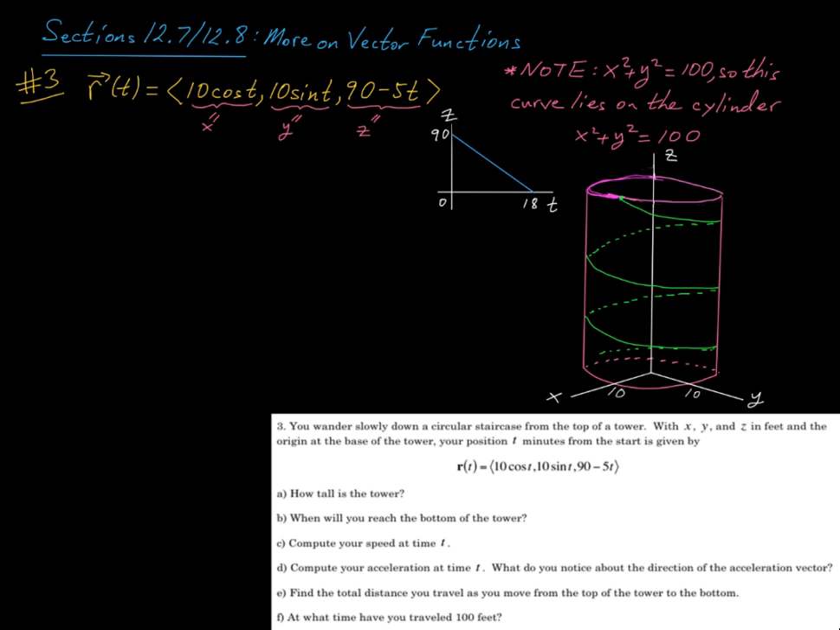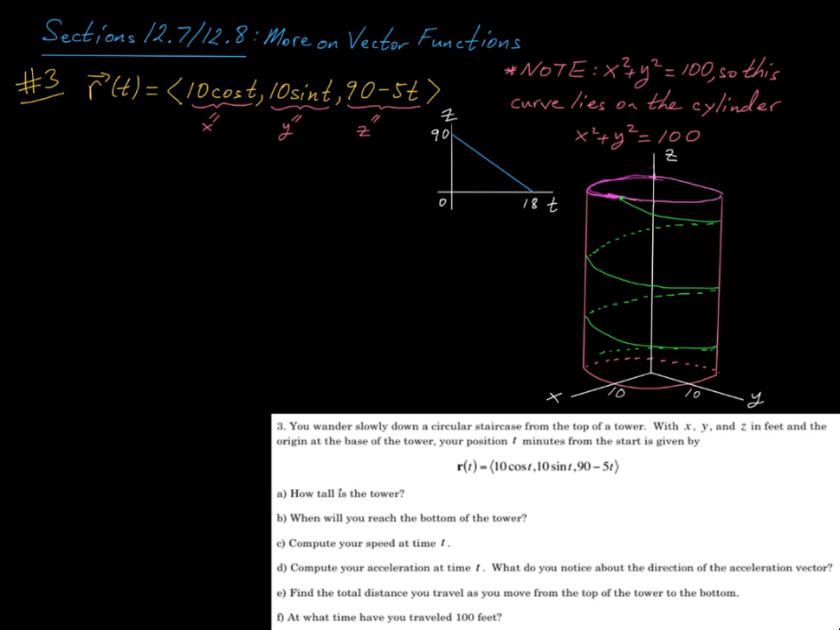So putting that all together, your path will look something like this. You're going to start up here at the top of the tower when t is 0, and note here that is a height of 90 feet, and then you let t increase, so you're going to start winding down along this green path along this circular helix curve. That's pretty similar to the other circular helix examples we've seen in the last couple videos. All right, cool. So let's now go ahead and look at part A.